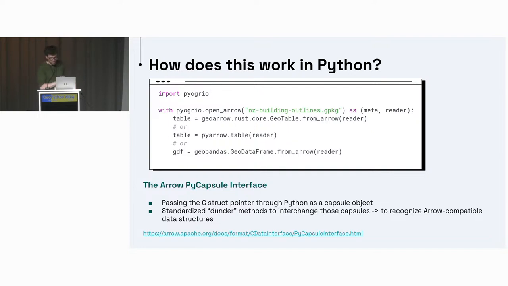And the way that this works, because the C data interface itself is a C struct, but here we are in Python, is a layer on top of that called the Arrow PyCapsule interface. We are going to pass this pointer to this C struct from the C data interface through Python using a capsule object, which is an object from the standard library of Python specifically meant for passing pointers around through the Python layer. In addition, it defines a few dunder methods, the double underscore methods, that then will return those capsule objects. And that's also the way that we can recognize that another object is something that represents our data.